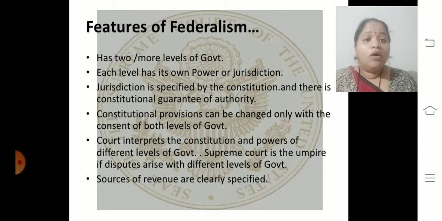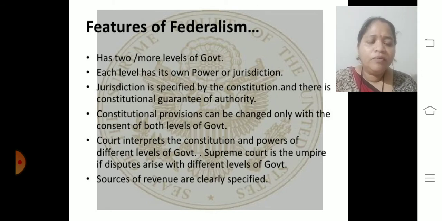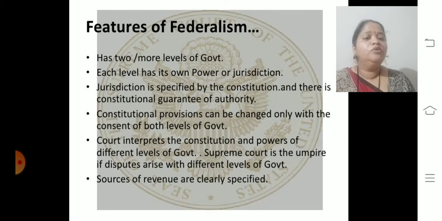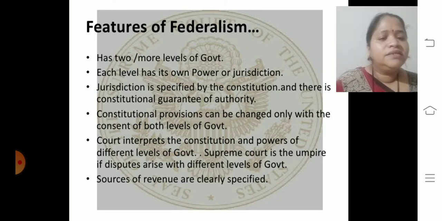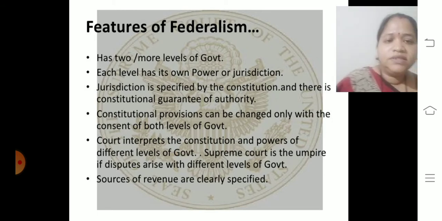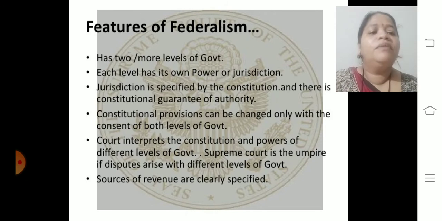Now the court interprets the constitution and the powers of different levels of government. The Supreme Court works as the umpire if any dispute arises between any levels of government, like central to state, state to local. If any problem arises between the different levels of government, who will look after this problem and these disputes? The Supreme Court, which works like an umpire.